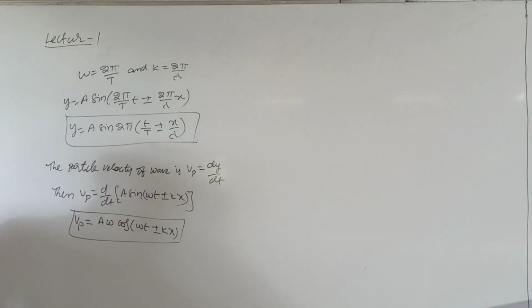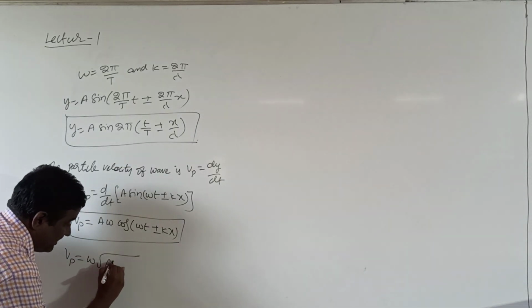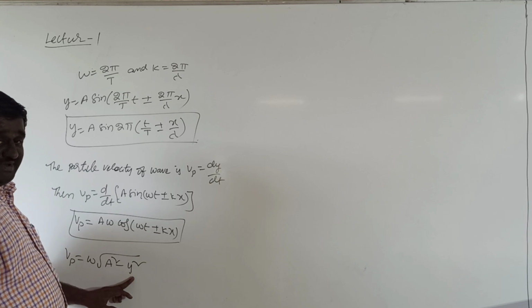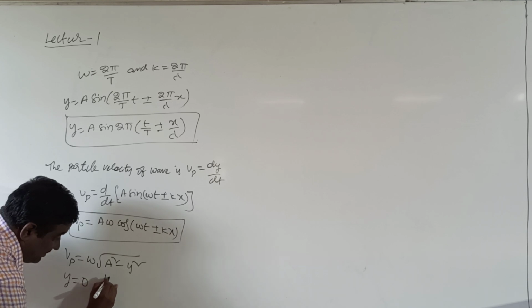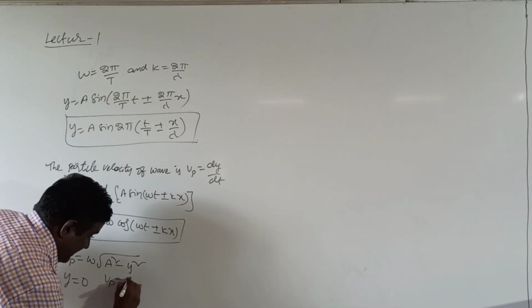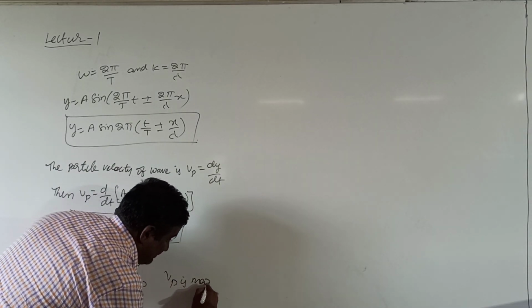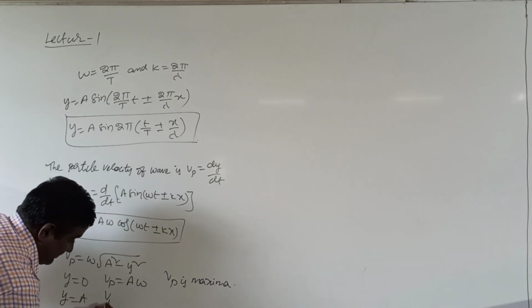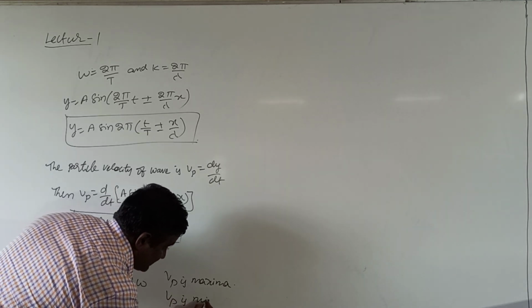As the particles are executing simple harmonic motion, the particle velocity Vp equal to omega into root over (a square minus y square), where a is the amplitude and y is the displacement of the vibrating particle. At mean position, the displacement y equal to 0, then Vp equal to a omega, which means at mean position the particle velocity Vp is maximum. At extreme position, the displacement of the particle is equal to amplitude, then particle velocity Vp is 0, which means at extreme position the particle velocity is minimum.